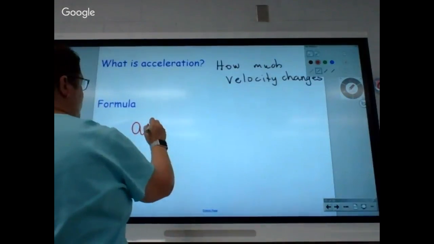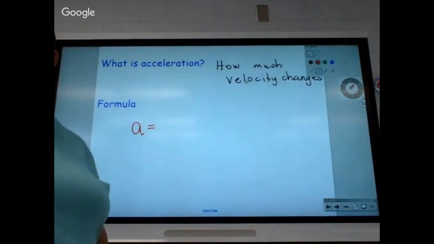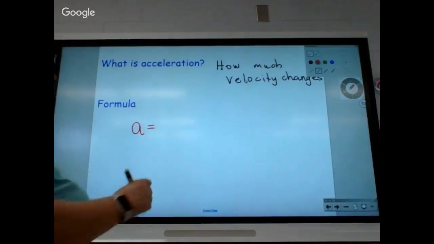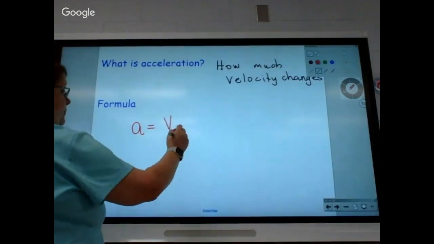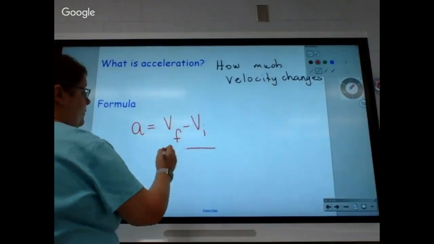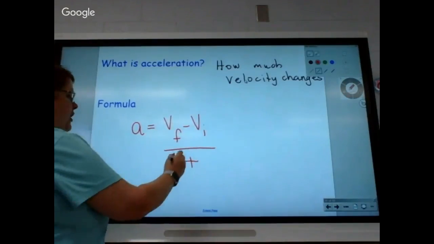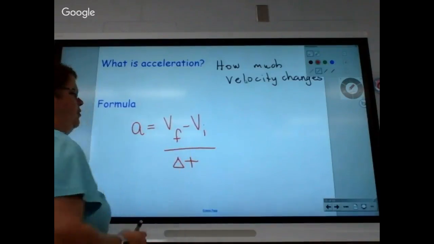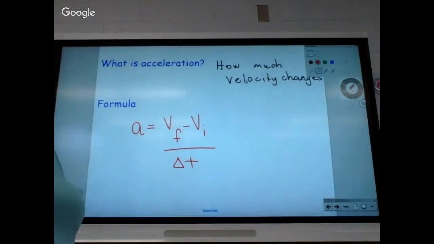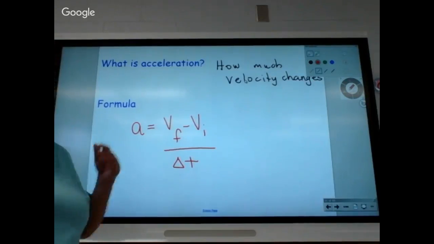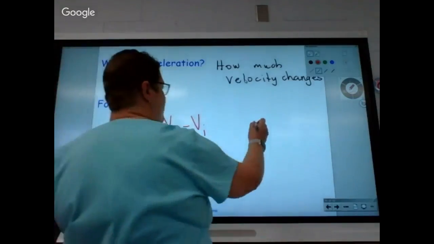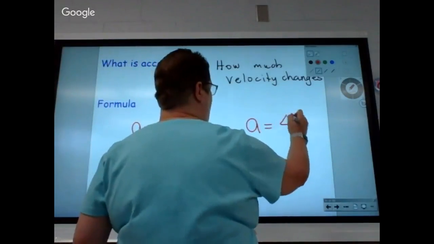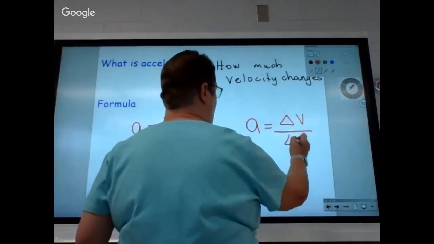Acceleration equals, and this one's written funny on your orange sheet, change in velocity, triangle V over triangle T. Now, that's the way it's written on your sheet. This is what it looks like on your orange card. I told you I don't like the way it's written there because you're not always going to need to subtract V final minus V initial. Sometimes they may just give you the velocity. So it's the same thing as writing triangle V over triangle T.